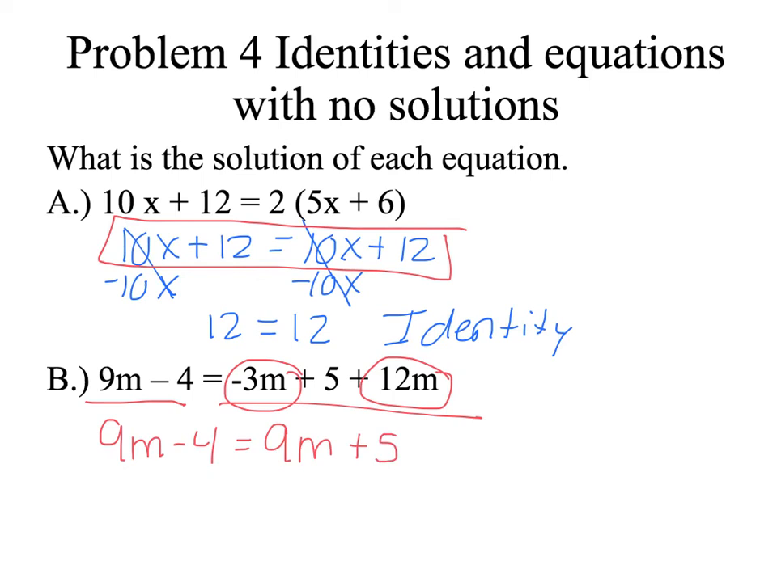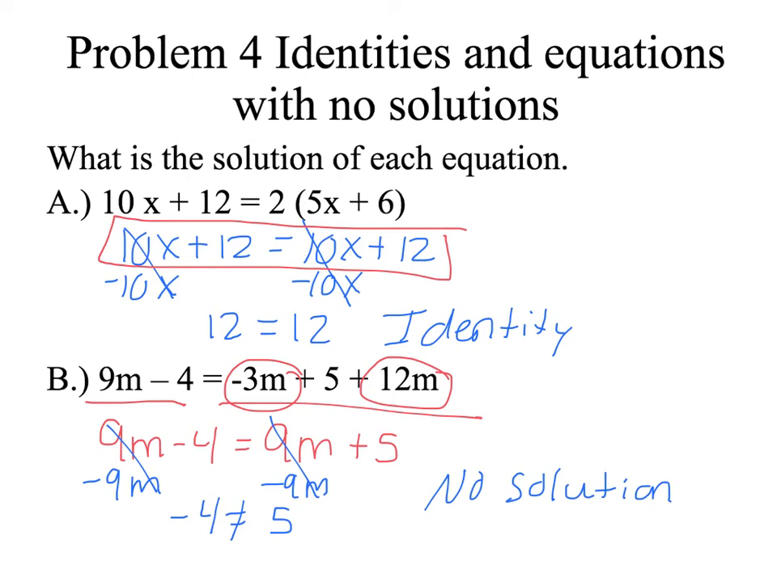So keep solving it. Okay, get variables on the same side. I'm going to subtract 9m from both sides. Well, those cancel out, and I'm left with negative 4. Those cancel out, and I'm left with 5. So negative 4 is not equal to 5, so this is an example of no solution.